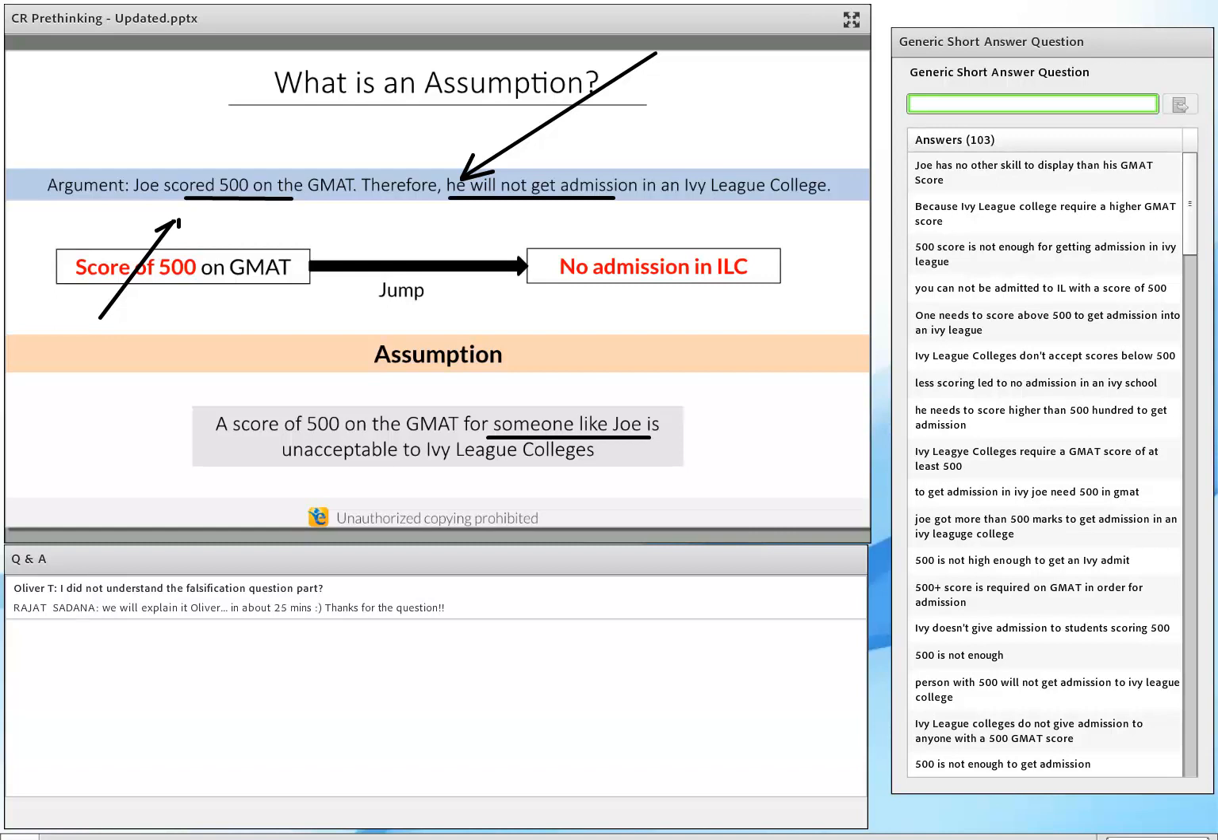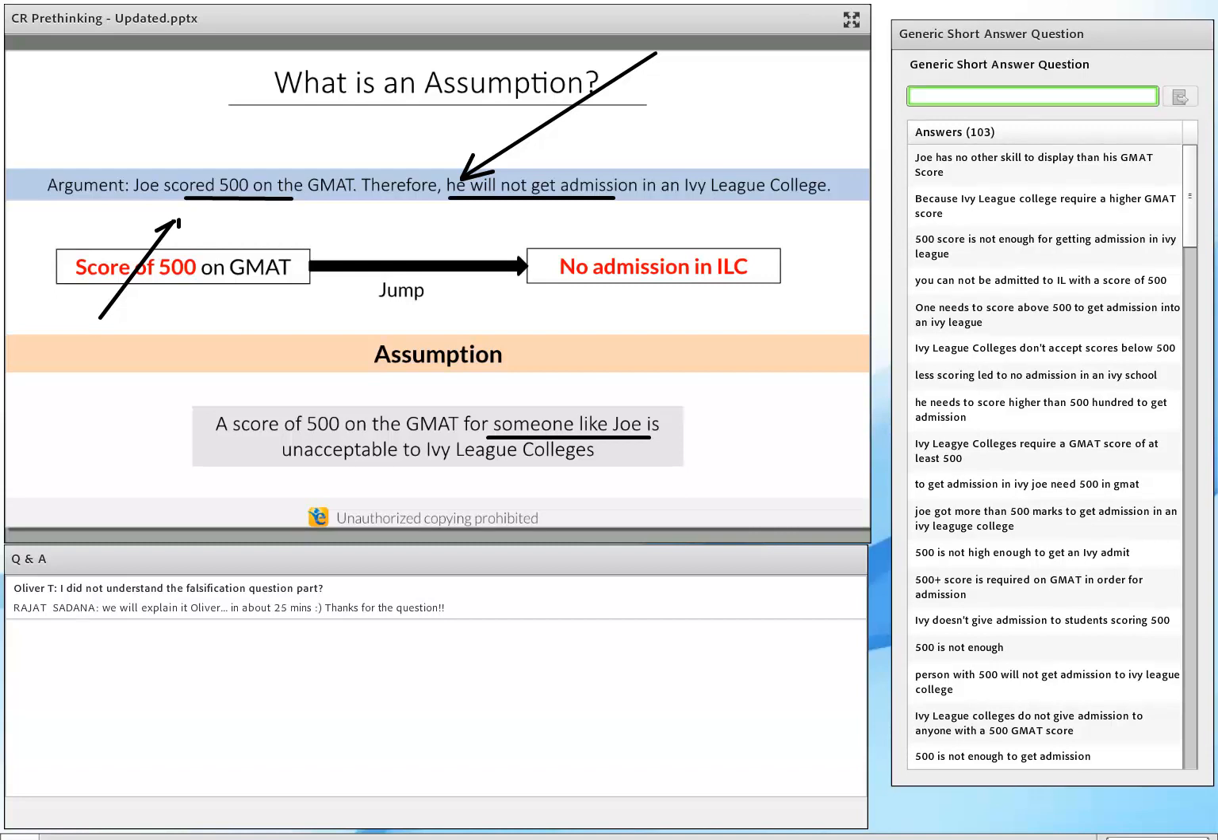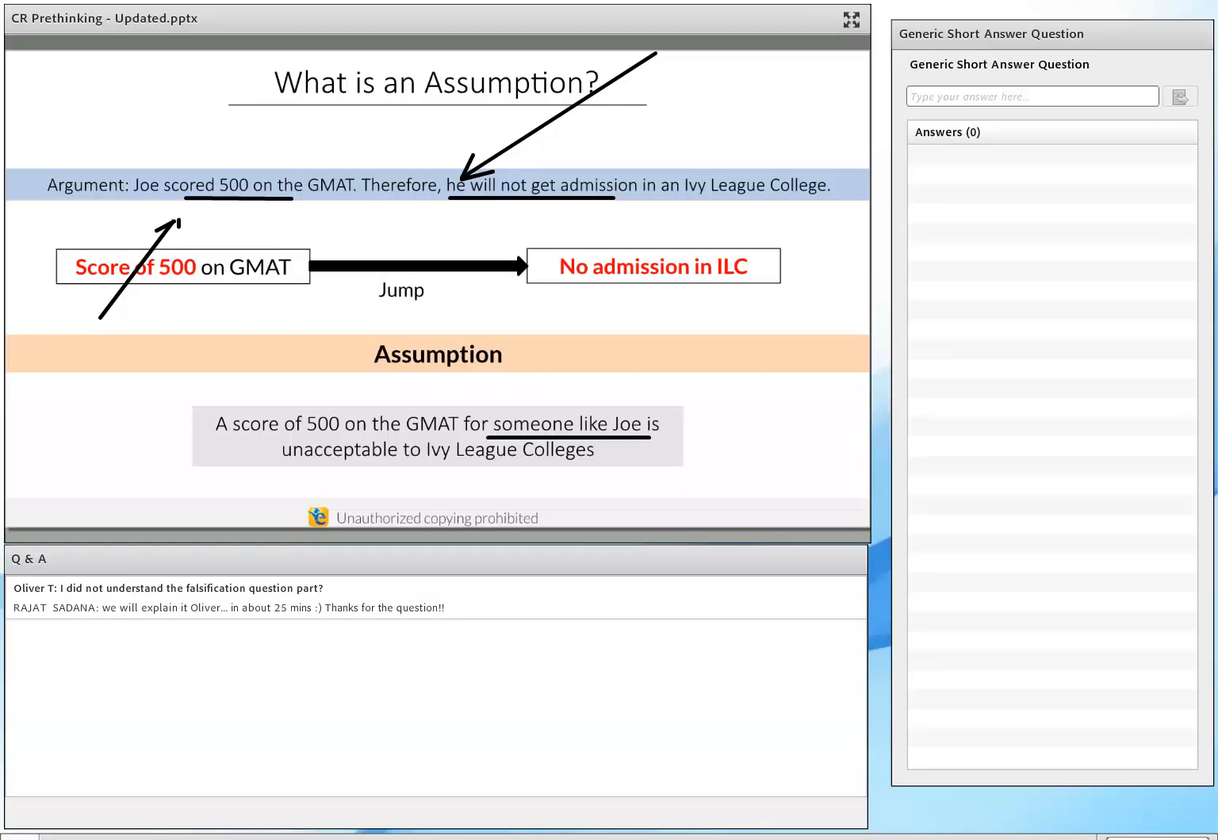Okay. There was a question over here, and the question was, is this not an inference? Can anyone tell me what is an inference? Or rather, what's the difference between an inference and an assumption?